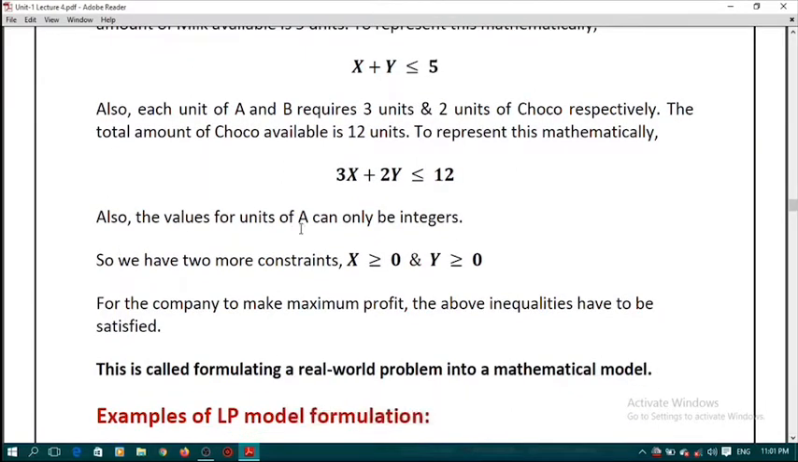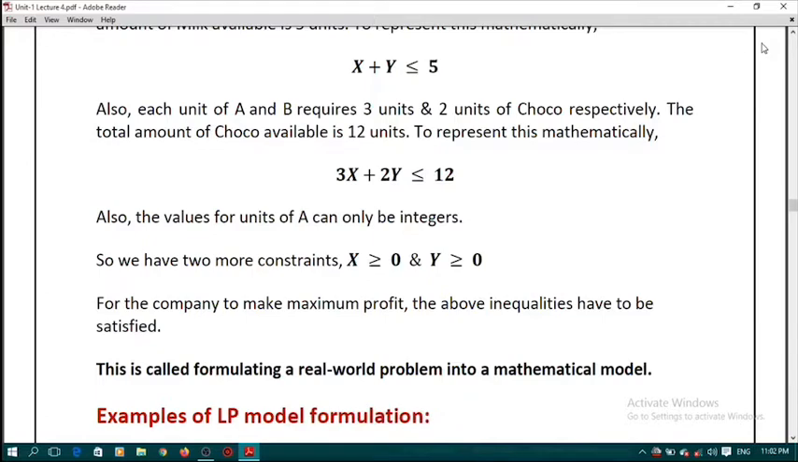Also, the values of A can only be integers. So we have two more constraints, x greater than or equal to 0 and y greater than or equal to 0. You all know that the number of units of A can only be a non-negative integer, and the same applies to the units of B. For the company to make maximum profit, the above inequalities have to be satisfied. This is called formulating a real world problem into a mathematical model.